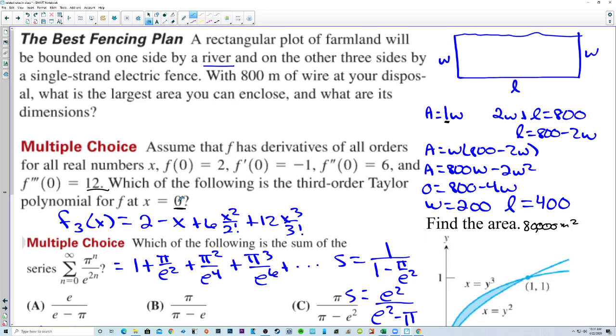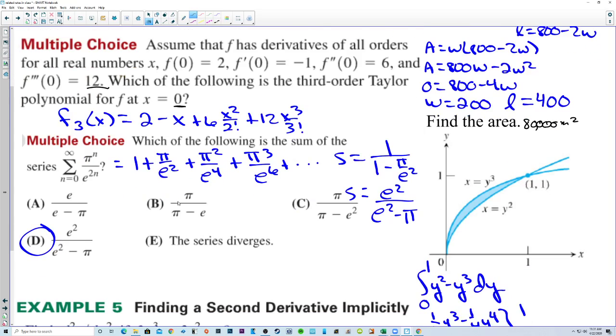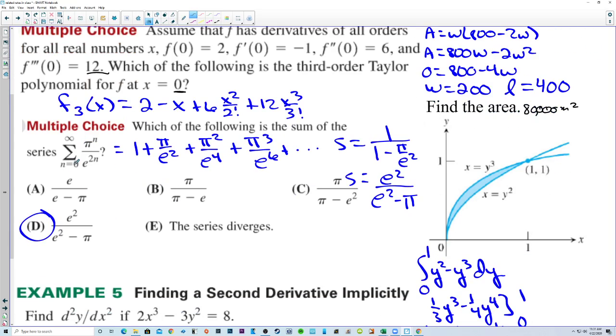This is actually a Maclaurin series. Which of the following is the sum of the series? Well, if you look at this, it's not very obvious in this form that this is actually geometric. But if you start plugging in some values, you get 1, pi over e squared, pi squared over e to the 4th, pi to the 3rd over e to the 6th. So on top we're multiplying by pi, and on the bottom we're multiplying by e squared. So r is equal to pi over e squared. And the first term is 1. So a sub 1 over 1 minus r.